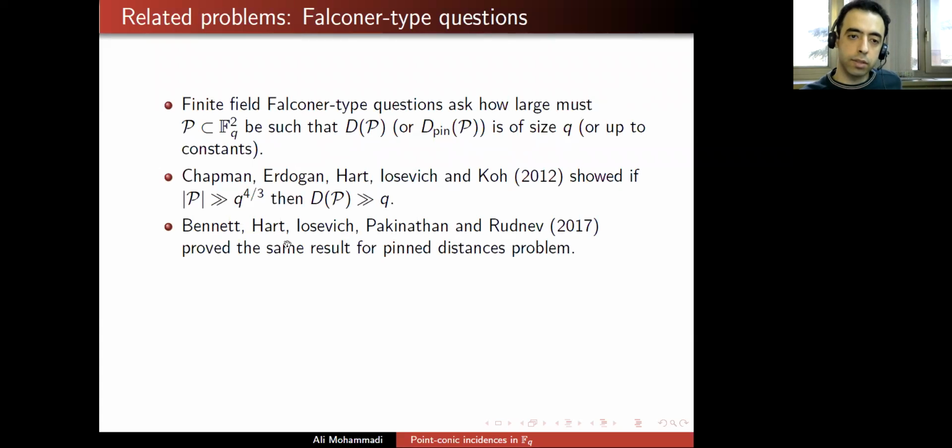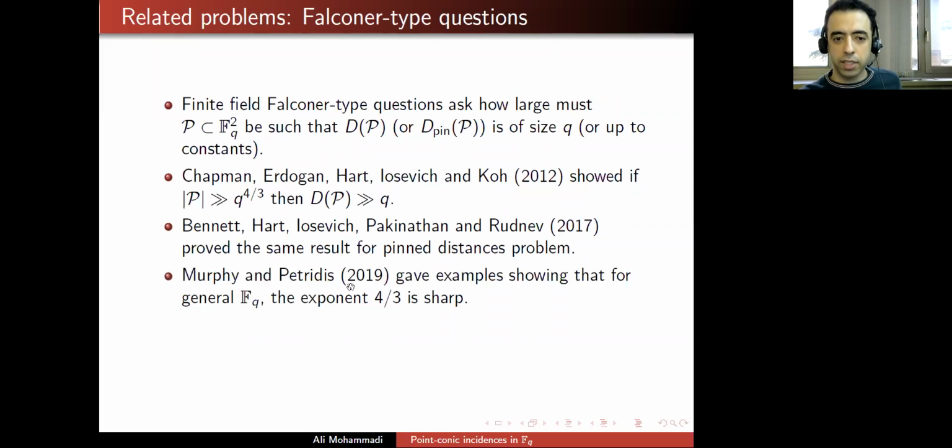Then Bennett and others proved the same result, but for the pinned distance version of it. And the conjecture would have been that as long as P is slightly over q, so note that P could go up to q^2, but as long as it's a bit larger than q, then you should have this. I think this was roughly the conjecture, but it's strange that very recently, Murphy and Petridis actually showed that 4/3 is sharp. And this comes down to the existence of a lot of vector spaces in F_q.